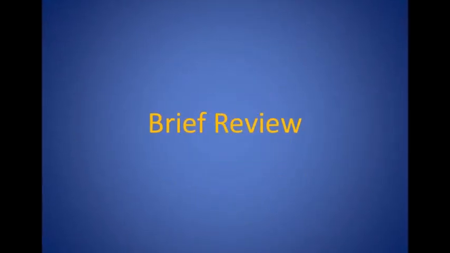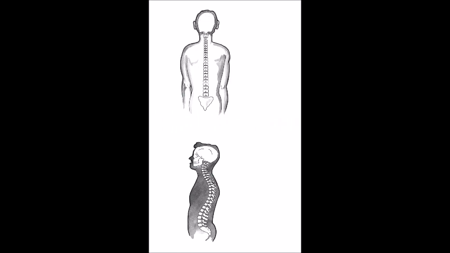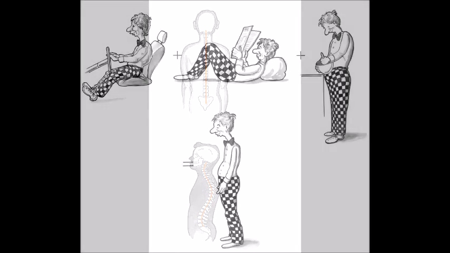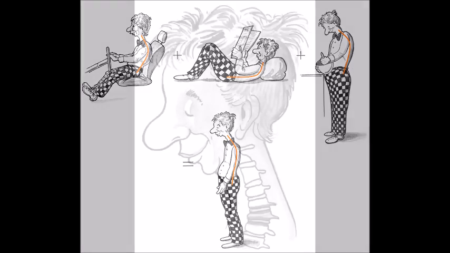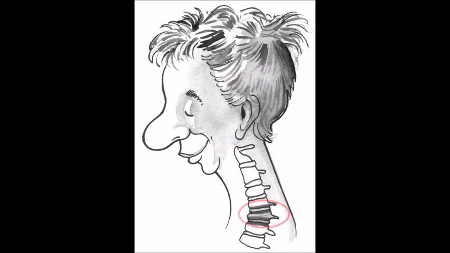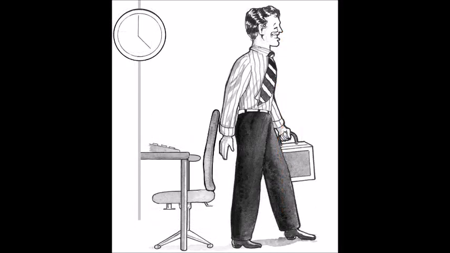Now for a brief review. The spine has a normal, healthy shape to maximize both strength and flexibility. You can bend your spine out of shape over time by repeating the same poor posture positions, resulting in pain, stiffness, and permanent wear and tear changes. So always maintain a neutral spine position with good posture. At the end of the day, you'll be glad you did.